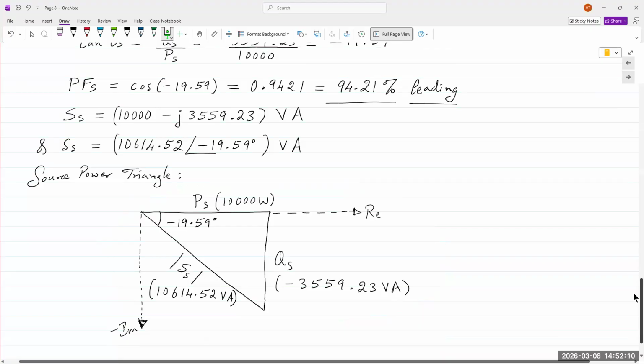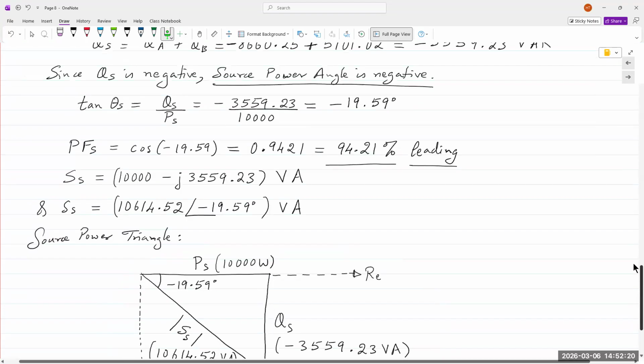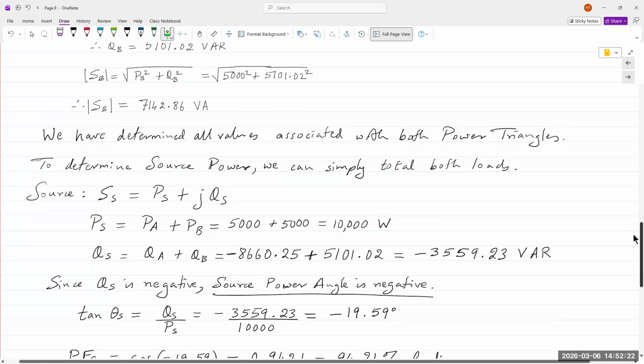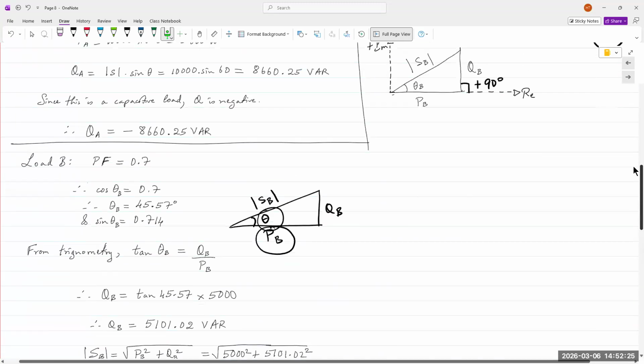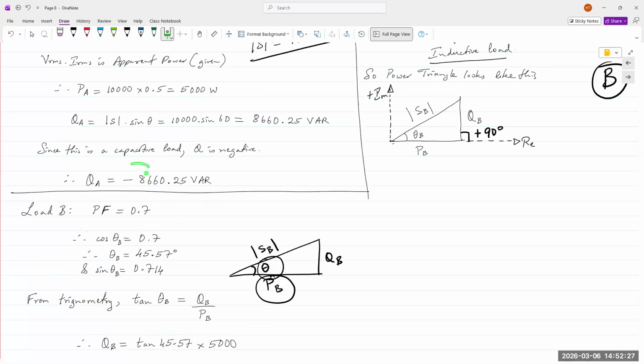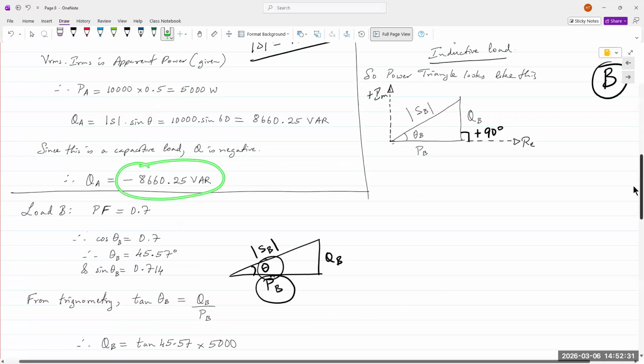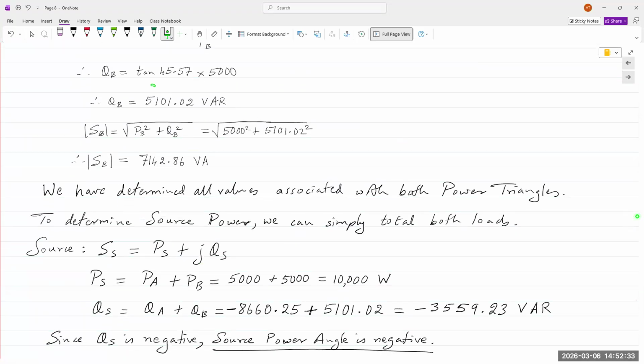Yes, a negative angle means it's capacitive because it's pointing down. A question being asked is about the negative angles. So let me show here. For source A, QA was minus 8660. For source B, QB is 5101.